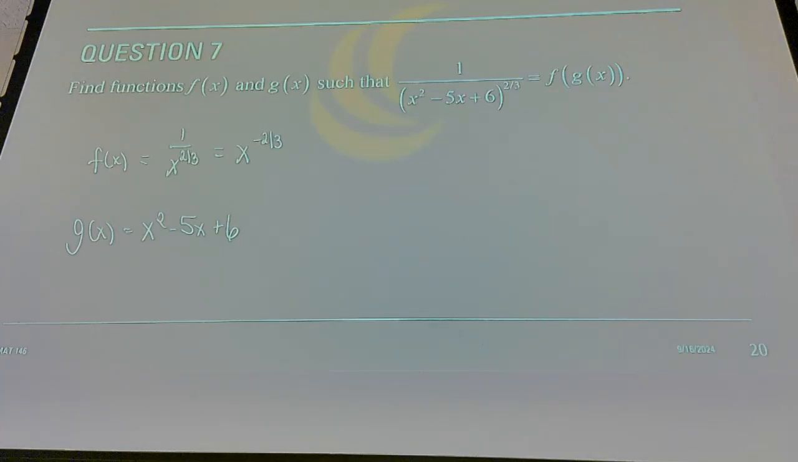Anything else? And 10 minutes left. Let's see what I can find.